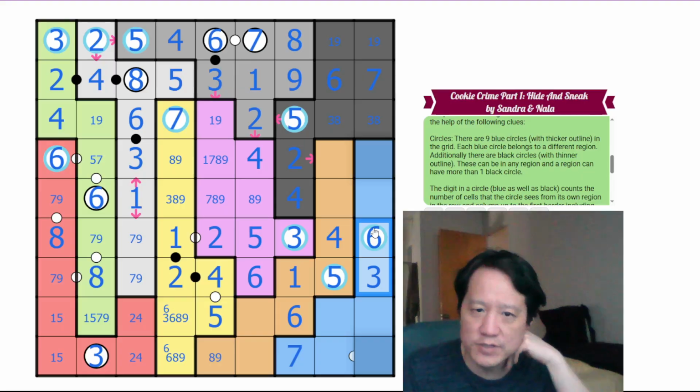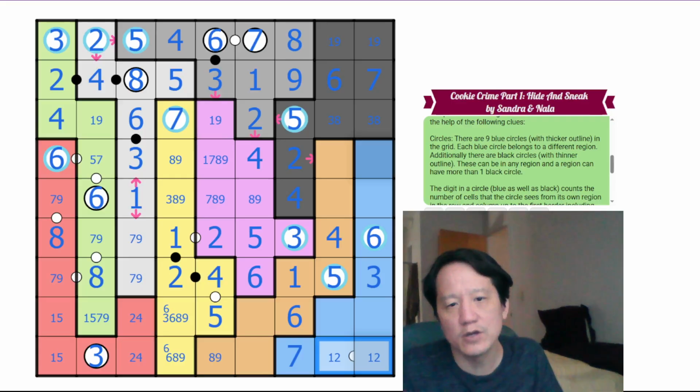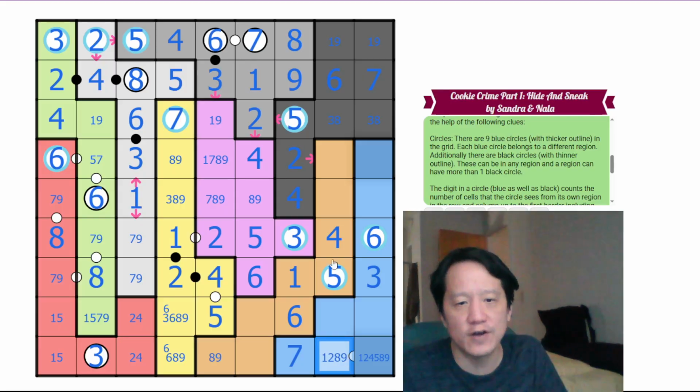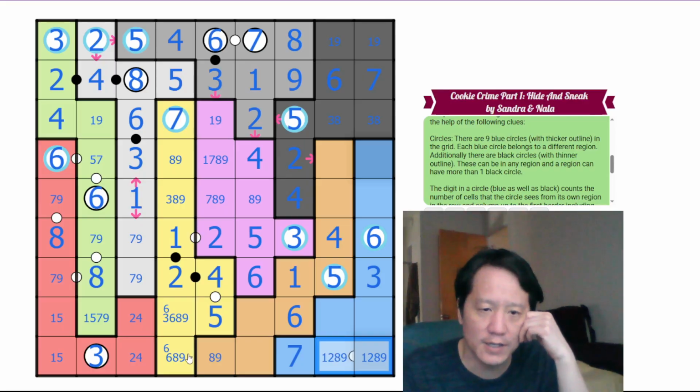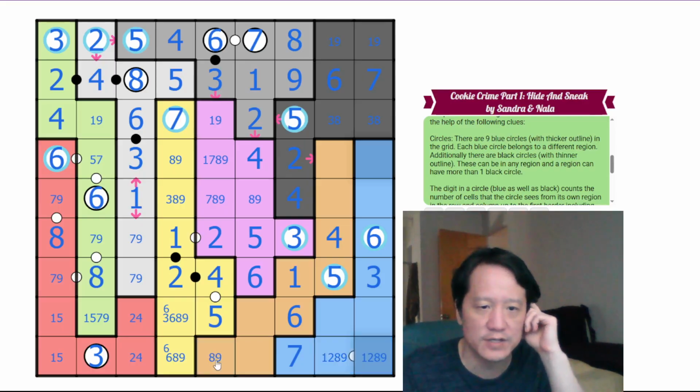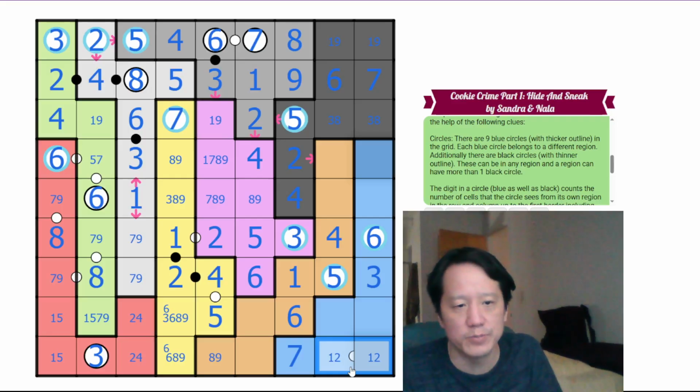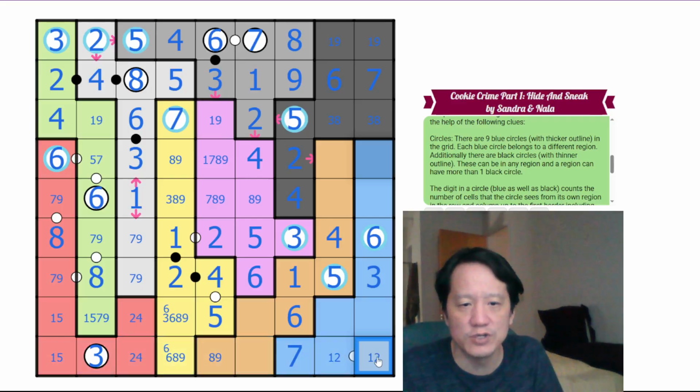Cannot have 3, 6, or 7. So this could be 1, 2. It could be 4, 5, or it could be 8, 9. Well, this can't be 4, 5 here because of 4, 5 in the column. So this can't be 4, 5. Can't be 8, 9 here because that would eliminate all possibilities for that cell there. So this must be 1, 2 as a pair, which eliminates 1 and 2 in the rest of the row.